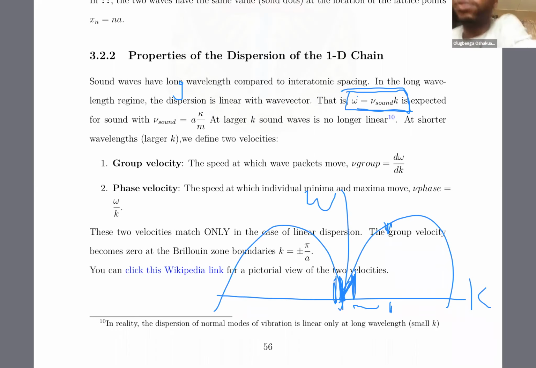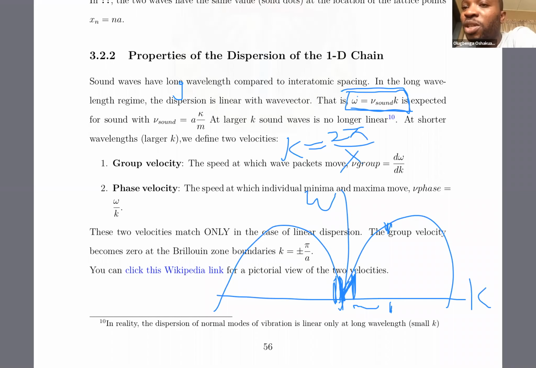One of the things we have said just to make things easier. At large k, sound waves are no longer linear at shorter wavelength. Short wavelength means large k, because I think I said recently that k is 2 pi over lambda. So when we say large k, we are talking about small wavelengths, and when we say small k, we are talking about large wavelengths. So at shorter k, we define two velocities, which are group velocity and phase velocity.